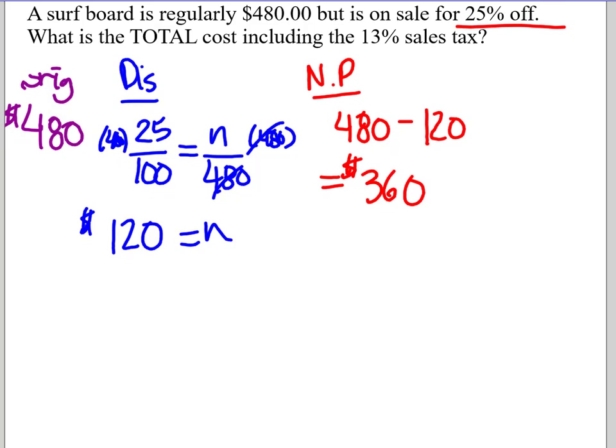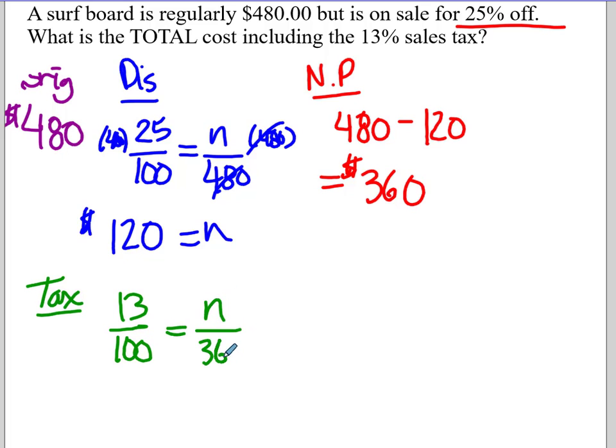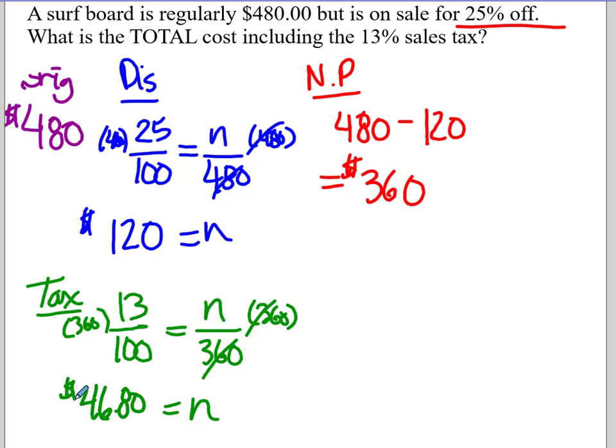Now we have to do the tax. Okay, so we'll make a little note to ourselves, this is tax. So 13% of 100 is equal to n out of 360. So multiply both sides by 360. Those cancel. You get an n value of $46.80. And again, that's the tax.